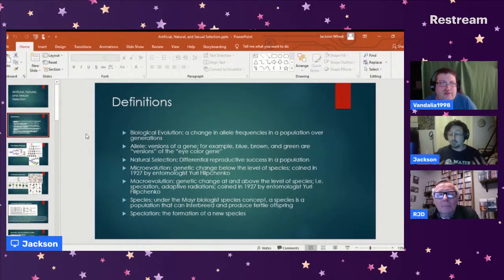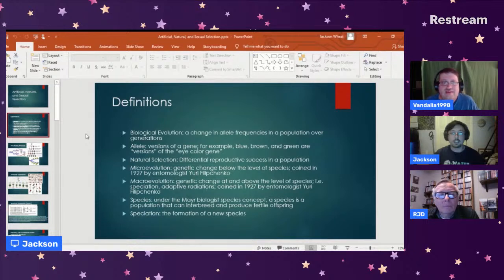And so natural selection, we already mentioned that. It's just differential reproductive success in a population. So in essence, some members of a population are going to have more offspring than others are. That's what differential reproductive success means. And this is due to which variations they get. And of course, we'll talk about that more shortly.